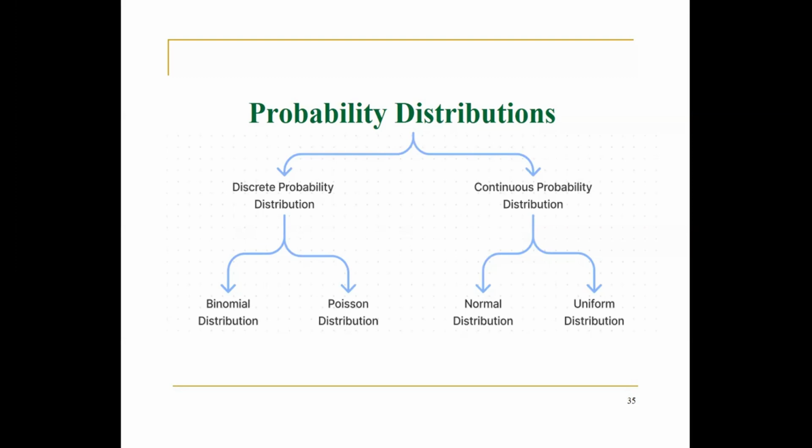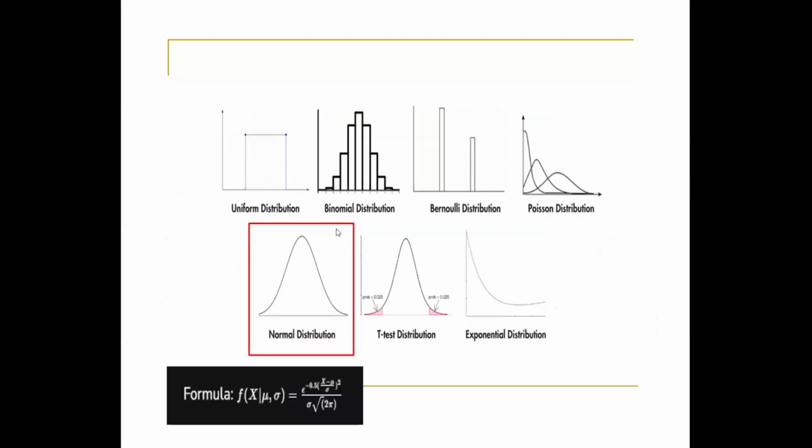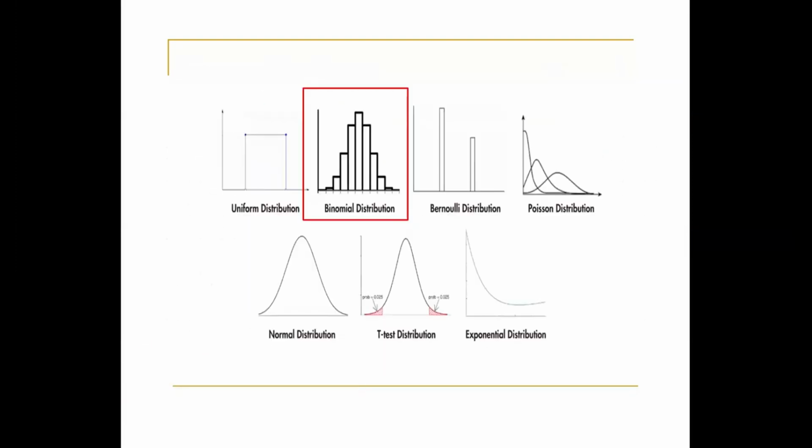But let's say you are measuring the height of a student. That kind of data is continuous, right? They are not like 1, 2, 3, 4. That kind of distribution is a continuous distribution. First we will discuss the binomial distribution, right?